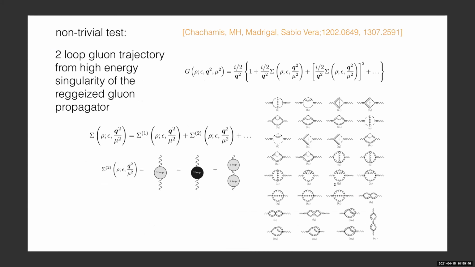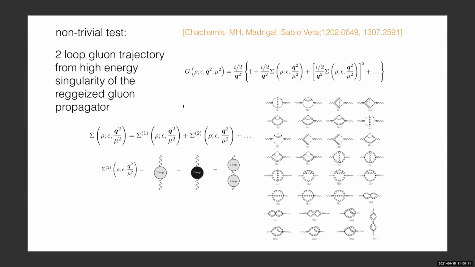This action has been available for quite a while. It was proposed in '96, and now myself and other collaborators have been working on this kind of project for maybe 10 years or so, more or less. And in the meanwhile, we've been able to establish a couple of non-trivial tests of this kind of formalism. One of them was the calculation of the two-loop gluon trajectory.